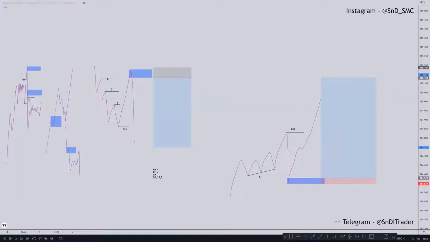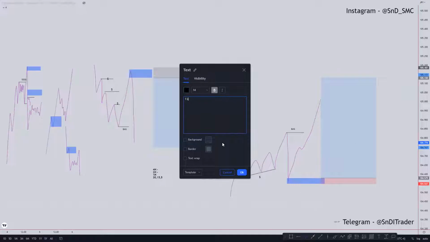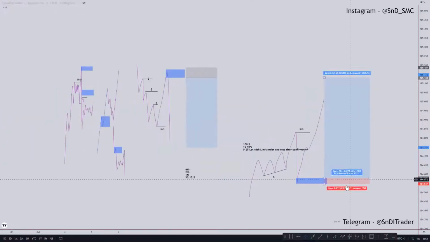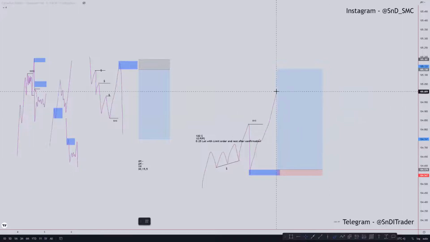So probably, if you are risking $100 in one trade, and your stop loss is like 10 pips, just go with 0.25 lot with a limit order, and the rest after confirmation.